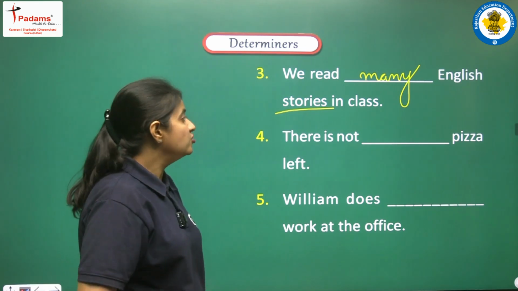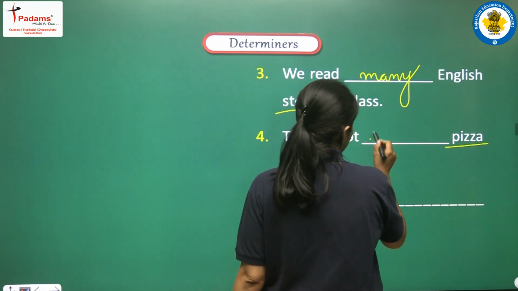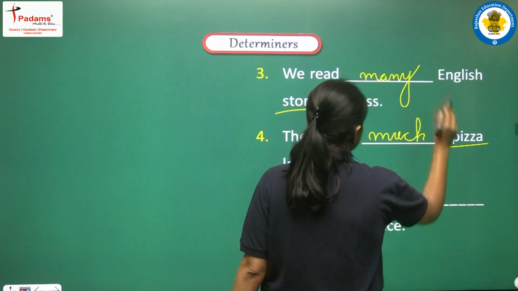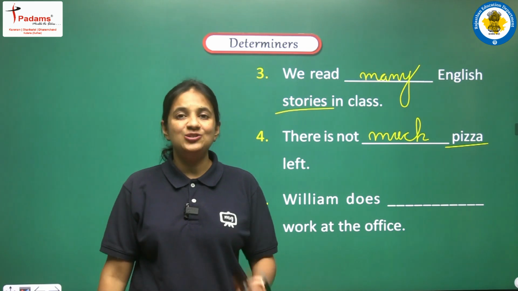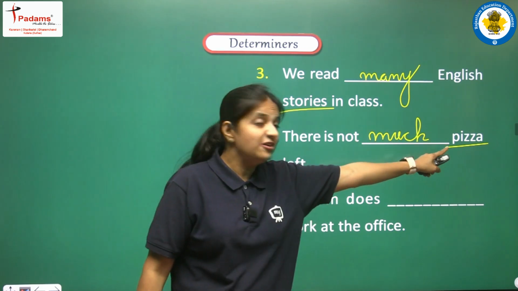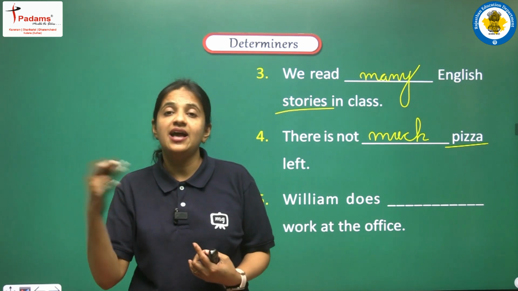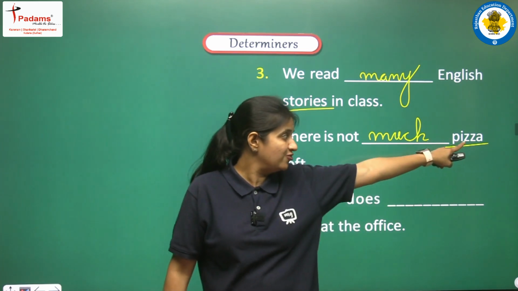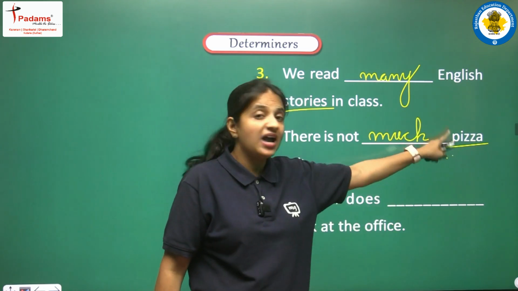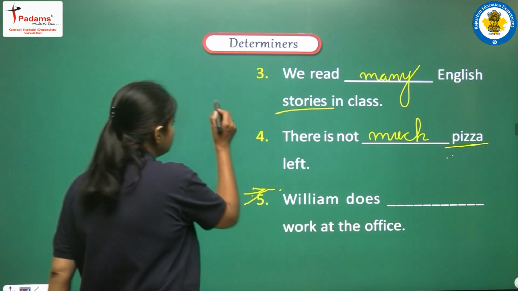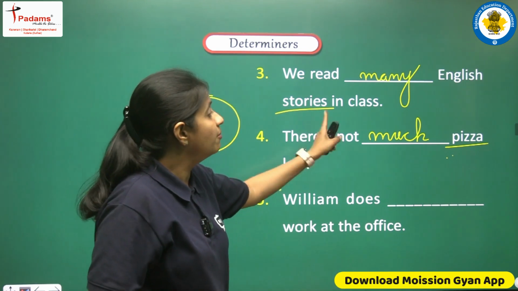Next, there is not pizza left. So here we are having pizza, and in this blank we have to write much. The sentence will be, there is not much pizza left. And now students, don't be confused. You can say that we can count pizza, right? We can say that I ate 2 pizzas, she is having 4 pizzas, but here first of all just observe the word, we are having pizza, we are not having pizzas. It means we are having a singular noun here. It means we are talking about one pizza only. Okay, and we are saying that there is not much pizza left.